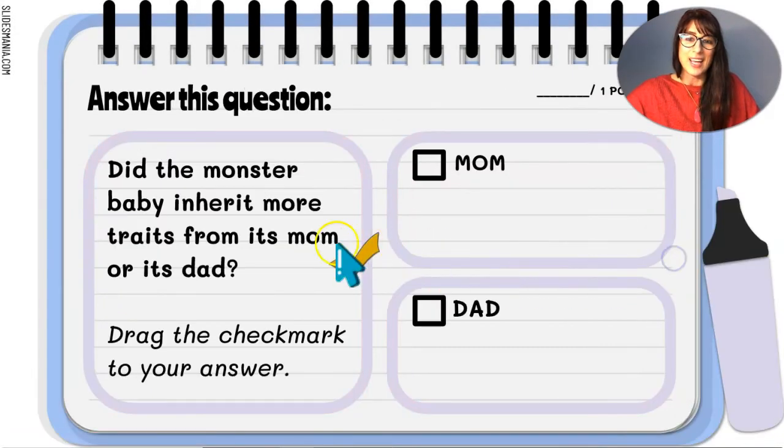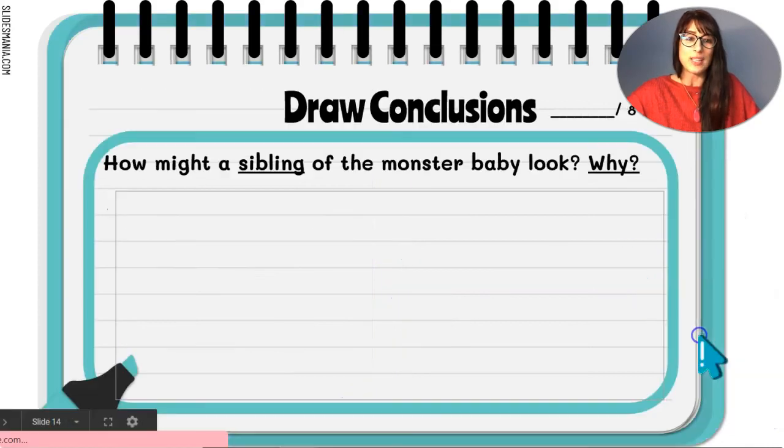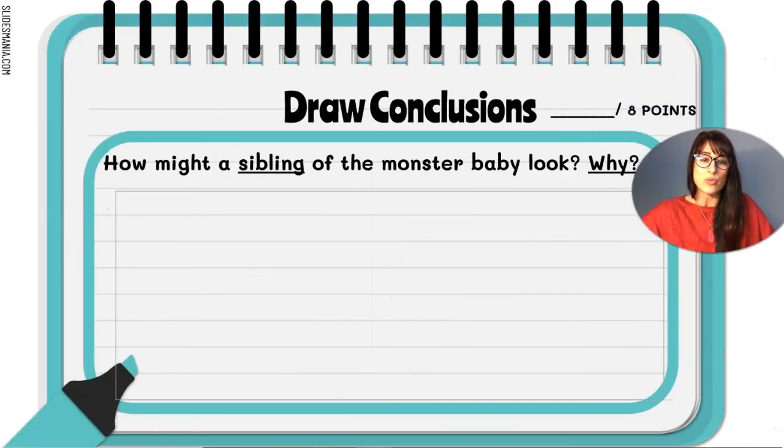All right. Next, you'll be taken to this question. You'll have to answer: did the monster baby inherit more traits from its mom or its dad? You will just click on this and drag it to either mom or dad, and you can get 1 point for this one. And finally, you have to draw conclusions. 8 points for this slide.